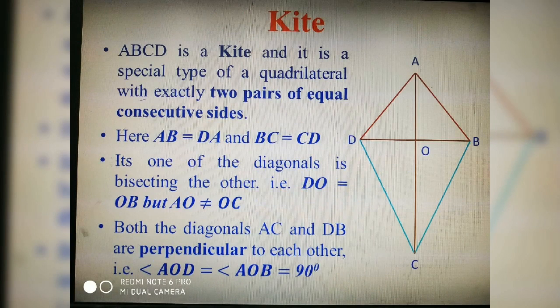Then kite. ABCD is a kite, and it is a special type of quadrilateral with exactly 2 pairs of equal consecutive sides. Here in the figure, AB is equal to DA and BC is equal to CD. One of its diagonals bisects the other. That means DO is equal to OB, but AO is not equal to OC. Both the diagonals AC and DB are perpendicular to each other. That means angle AOD is equal to angle AOB, which is 90 degrees.